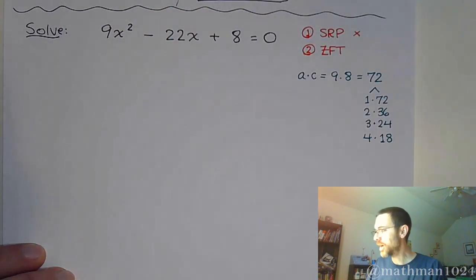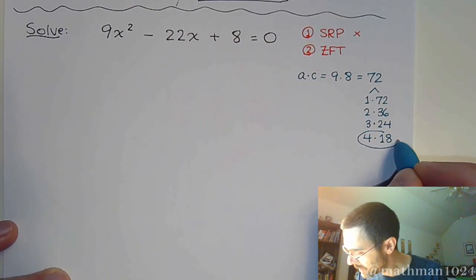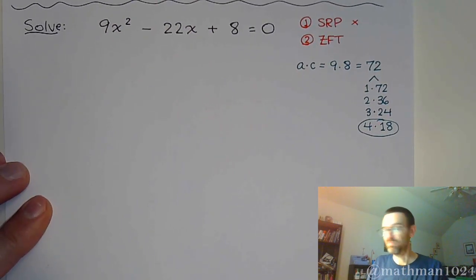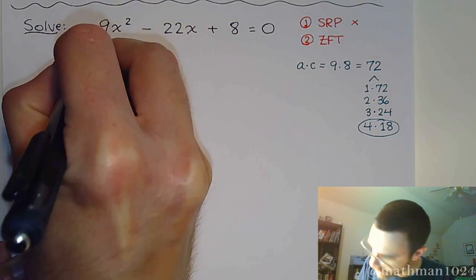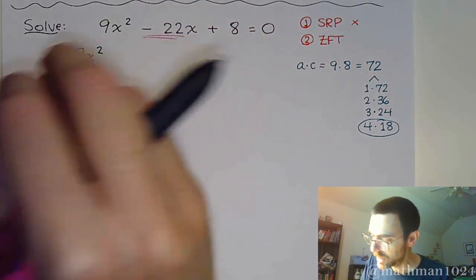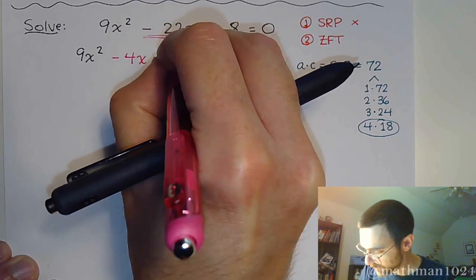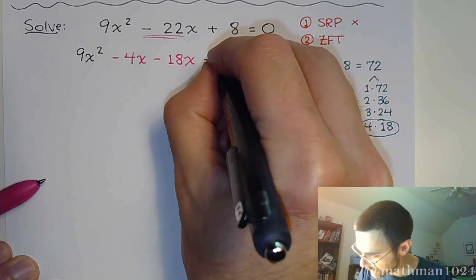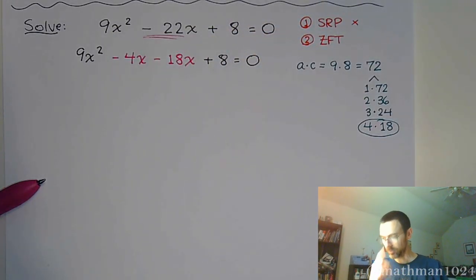So since we do have a combination that will add to 22, the 4 and the 18, then we know that this guy factors. And now it's just a matter of factoring this guy. And so what we like to do with the 4 and the 18 is that we use those guys to rewrite that middle term. So this becomes minus 4x minus 18x plus 8 is equal to 0.